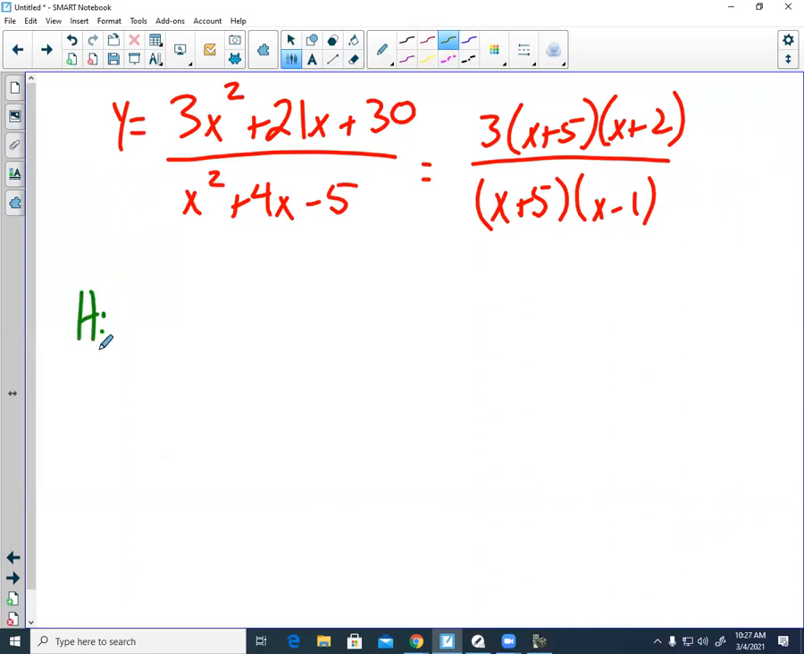I'm looking for the factors that do cancel. So right there, x plus 5 tells me that there is a hole at x plus 5 equals 0. So what does x have to equal for that to be an issue? It has to be -5. So that tells me that there's going to be a hole at x equals -5.